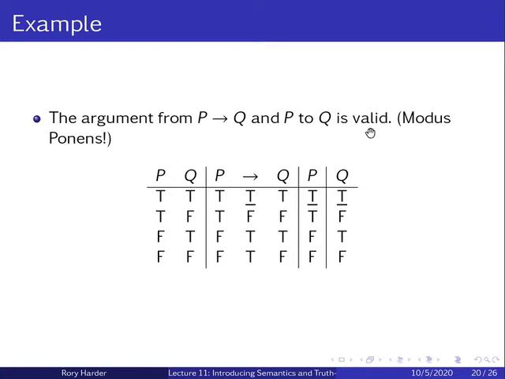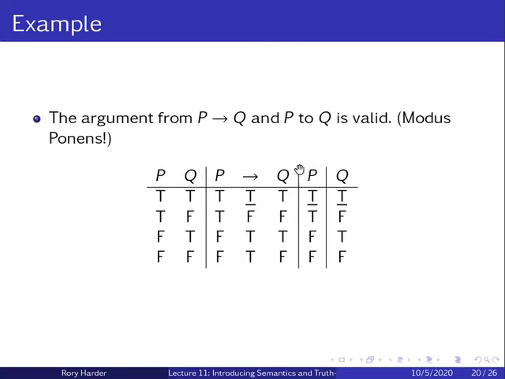And what that means, to foreshadow, is that for this argument to be valid is for any valuation, or any possible assignment of truth values to P and Q, any assignment that makes the premises true also makes the conclusion true. So here we've constructed the truth table. On the left-hand side, we have all the possible combinations of truth values for the atomic sentences P and Q.